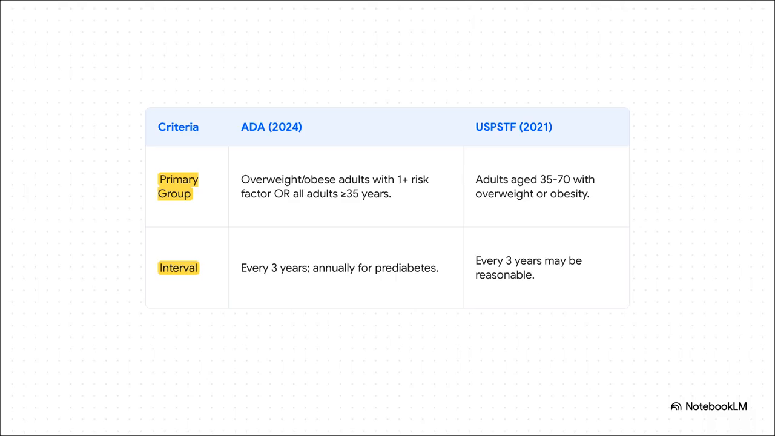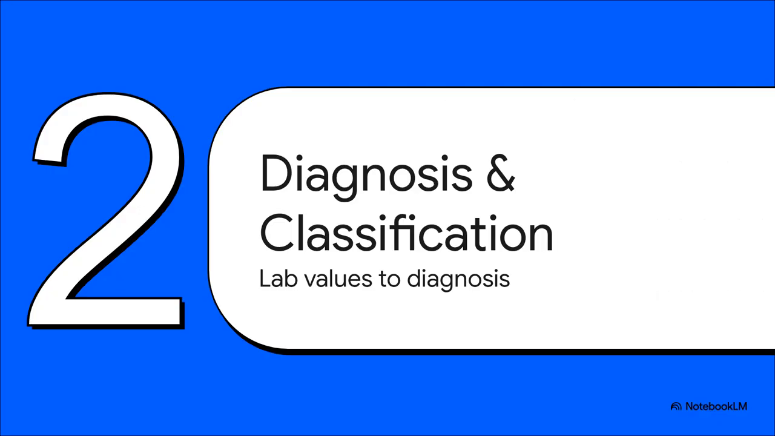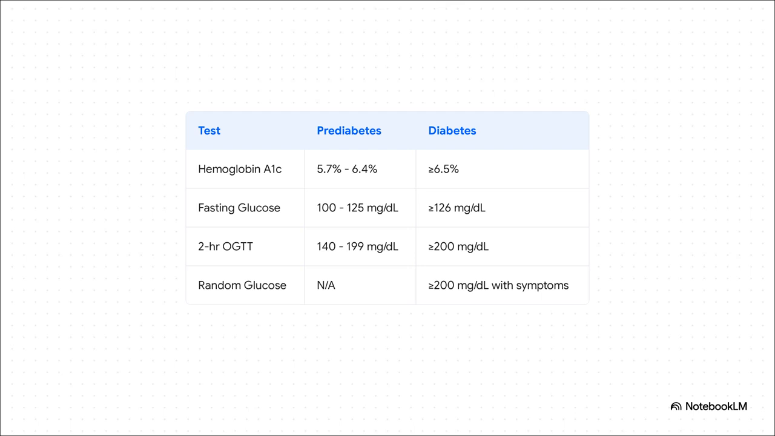All right, so you've made the call to screen your patient. What happens next? Well, you need to know exactly what those lab results mean. This part is all about turning those numbers into an accurate, confident diagnosis. This table right here, this is your bread and butter. You absolutely have to have these numbers memorized. For an A1C, the magic number for diabetes is 6.5% or higher. For fasting glucose, it's 126, and for that 2-hour glucose challenge, it's 200.